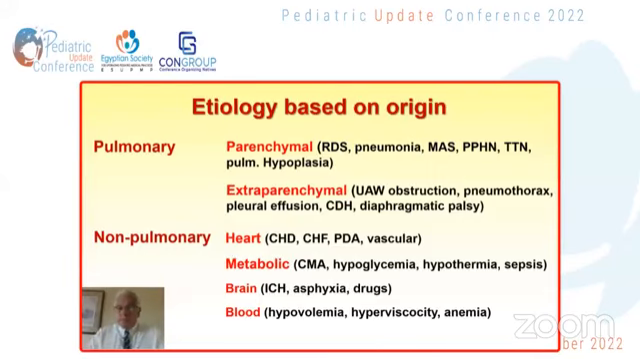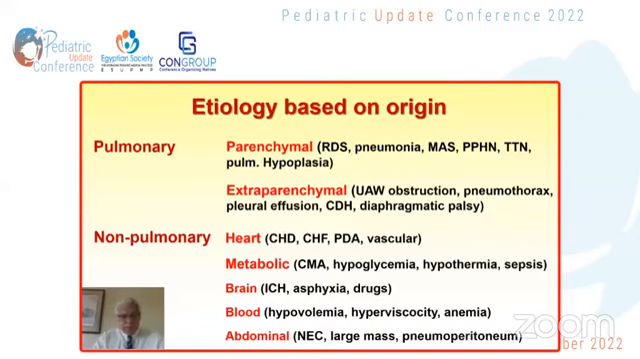Problems arising from the blood, like hypovolemia, polycythemia, hyperviscosity, anemia, can also cause respiratory distress in the newborn infant. And finally, the respiratory distress could be related to abdominal causes, like when the baby has necrotizing enterocolitis or a large mass or a pneumoperitoneum that can also cause respiratory distress.